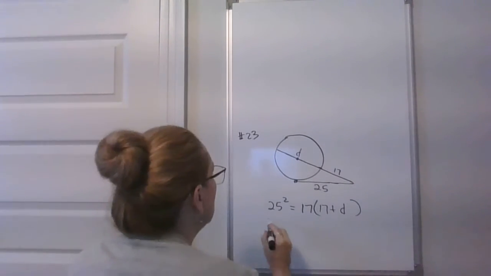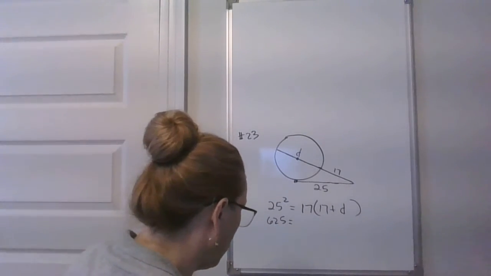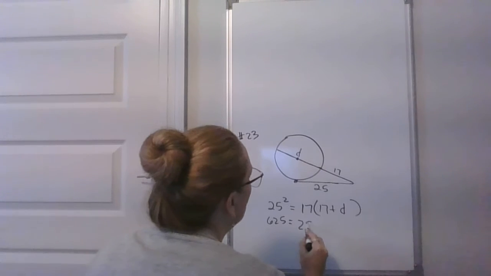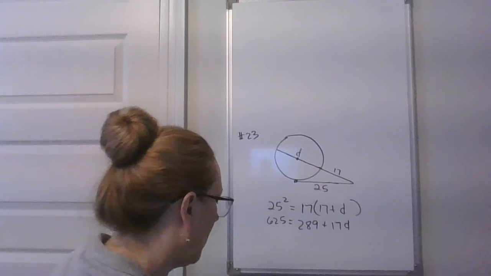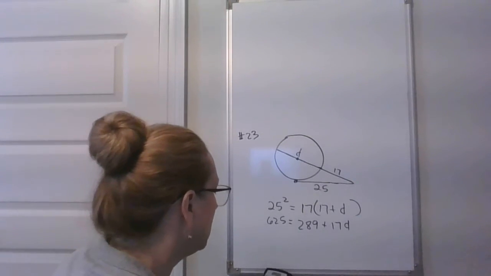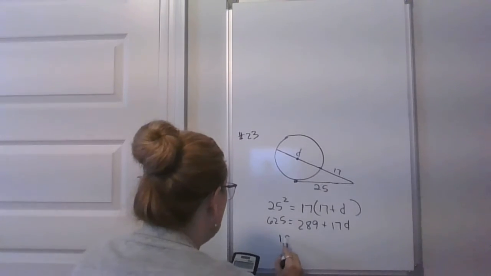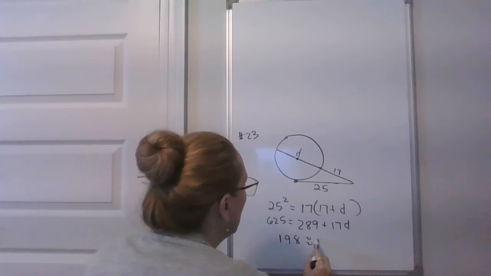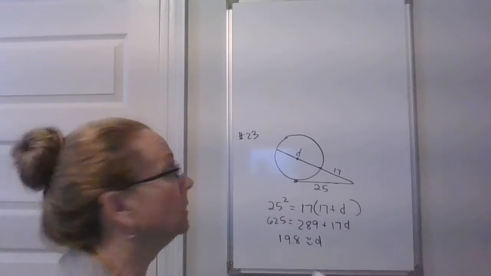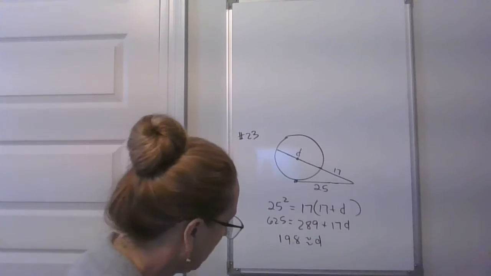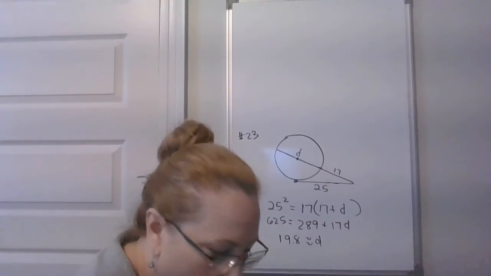So let's get solving. This is 625. I think 17 squared is 289. Yes, 289 plus 17D. So 625 minus 289, and then divided by 17 gives us 19.8 for that diameter. And that again is rounded to the nearest tenth. Okay. Moving on to the next page.